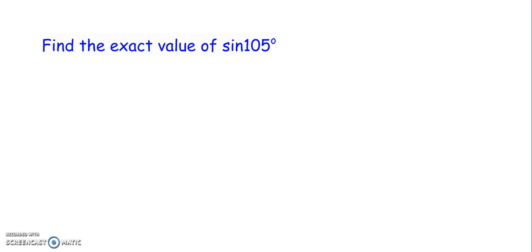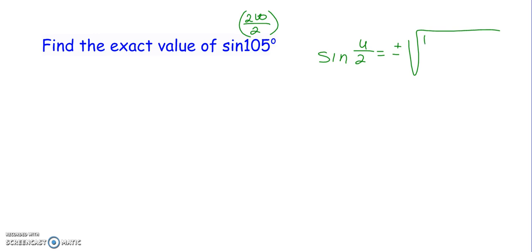And the second method is using the half angle formula. I notice 105 is 210 over 2, and 210 degrees is on our unit circle. It's in quadrant 3. Again, 105 would be in quadrant 2. So I'm using that sine of u over 2 is equal to plus or minus the square root of 1 minus cosine u over 2. Right, so that's the formula I'm using.